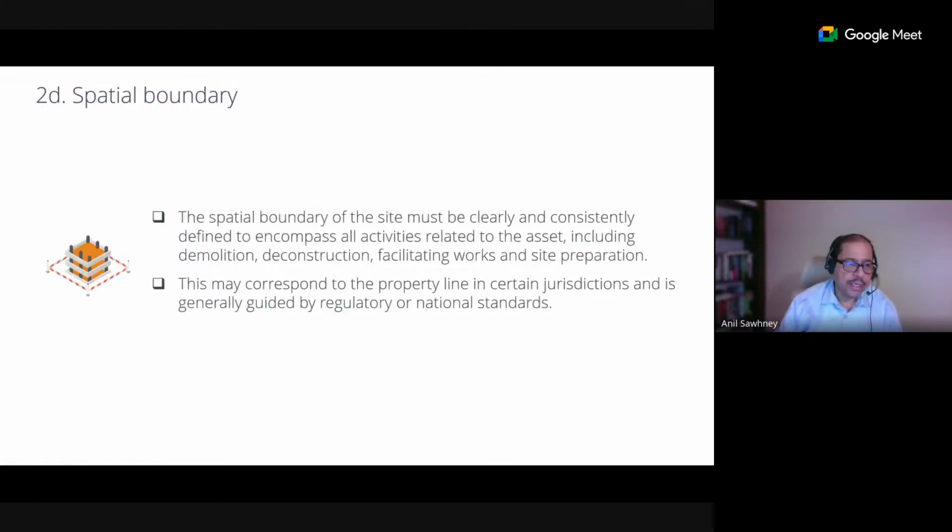Spatial boundary is the next thing that you fix. It's typically the property line, sometimes called the red line, because you want to make sure that you're including in your assessment any infrastructure project, site development, landscaping, maybe some paving, maybe some parking. You want to make sure that you pick the property line as per your local jurisdictions, based on regulatory or national standards. So that's something that you have to set.